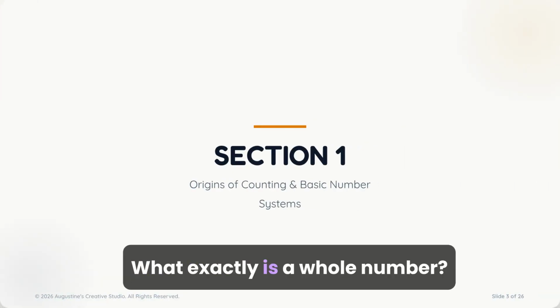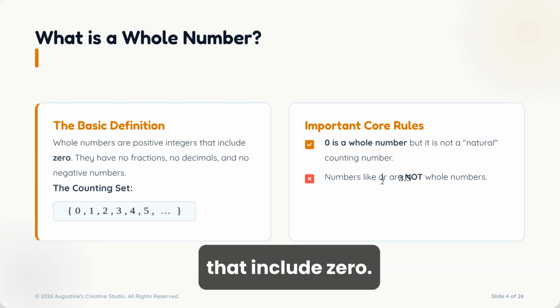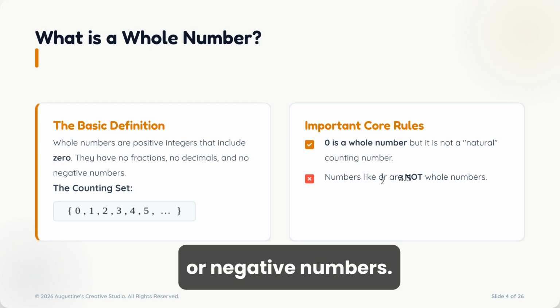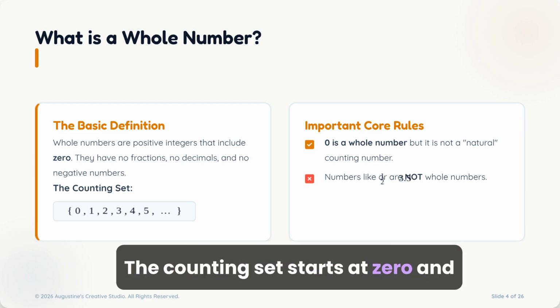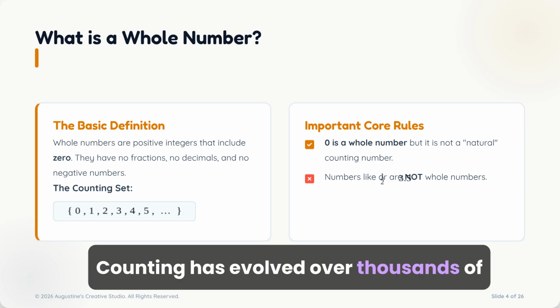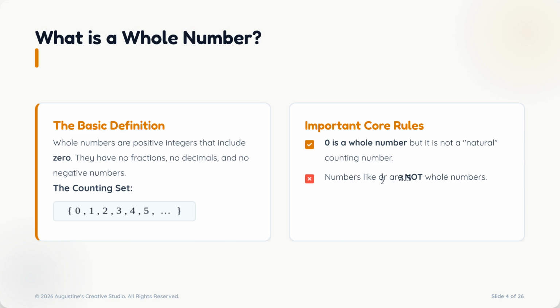What exactly is a whole number? Simply put, they are positive integers that include 0. They do not contain fractions, decimals, or negative numbers. The counting set starts at 0 and continues upward. Counting has evolved over thousands of years: Hindu Arabic and Roman numerals.